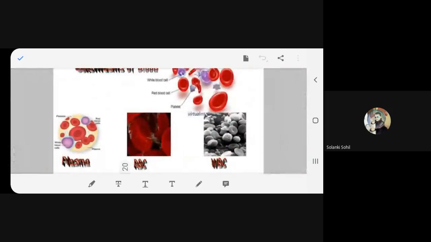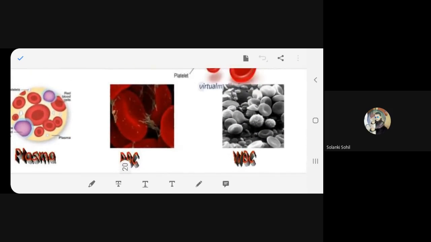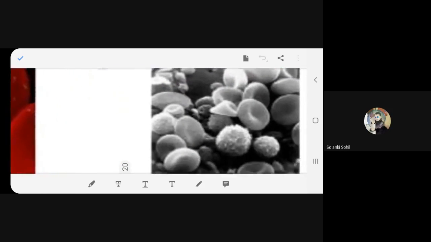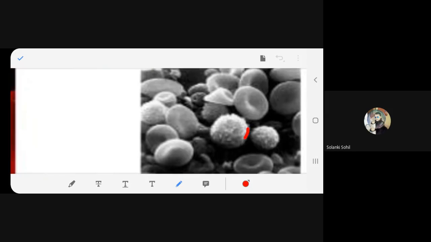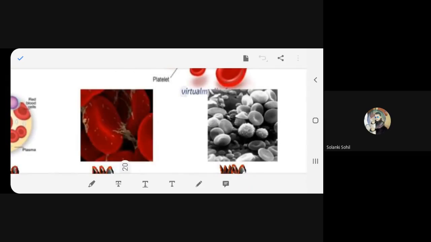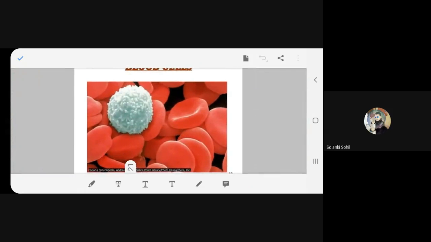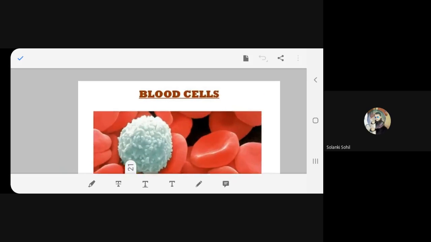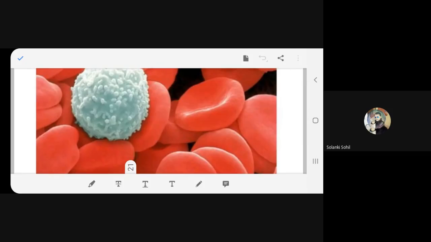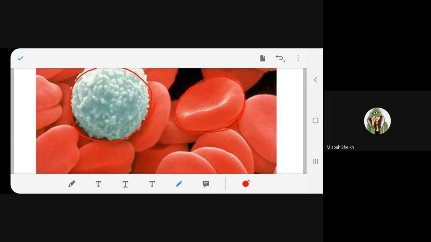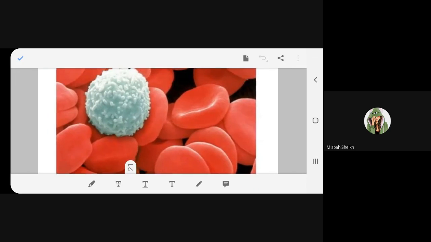Okay, beta. And this is WBC. Can you see this? This is WBC. Okay. And this one is RBC. Fine. How beautiful it is. See. Blood cells. Which one is RBC, beta? I will ask you. What is this one? Red ones are RBC. And what is this one? White one? WBC. Beautiful, isn't it?